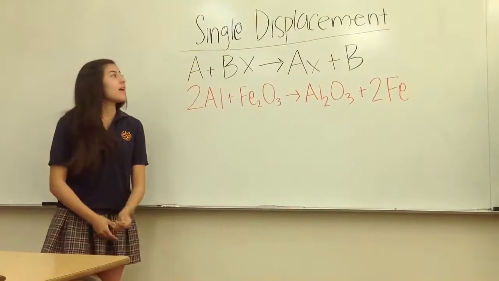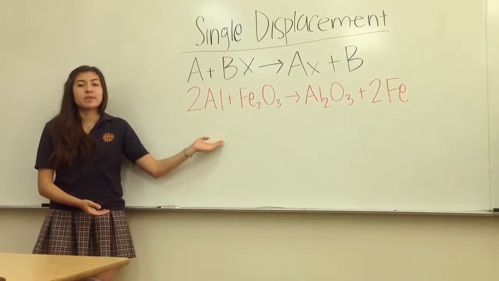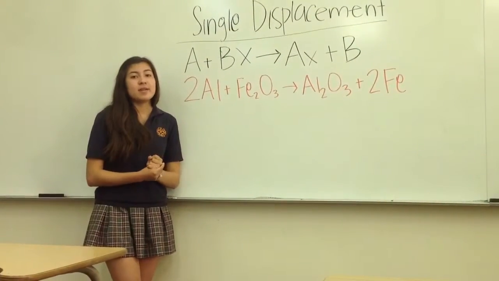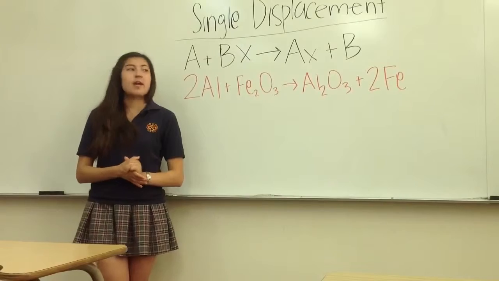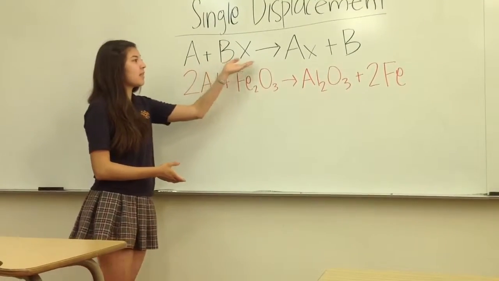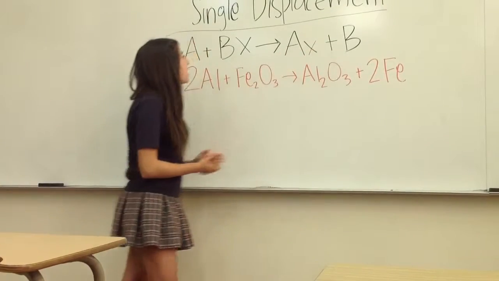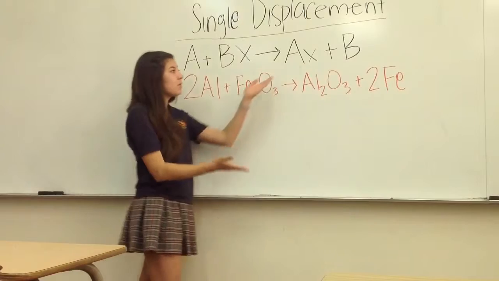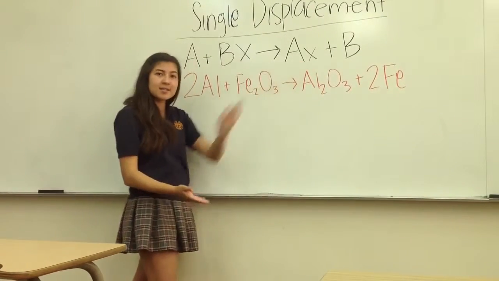Now we have a single displacement reaction. In a single displacement reaction, you take one element and replace it with another element in the compound. So here is A plus BX gives us AX plus B. Now here, X was with B, and now A is with X.